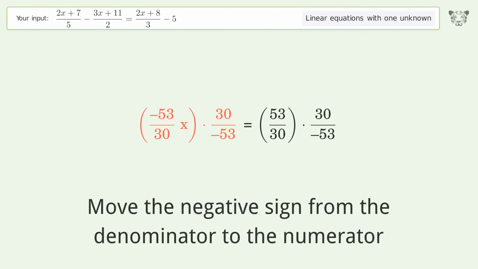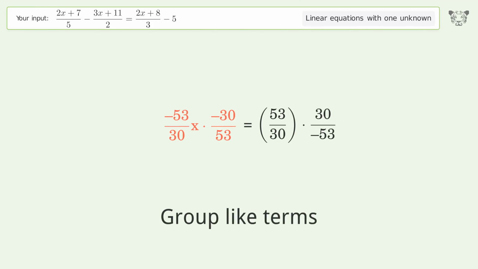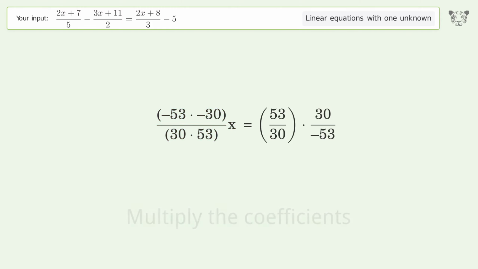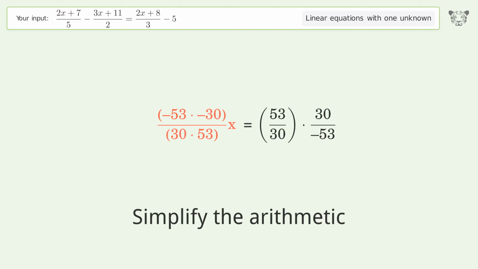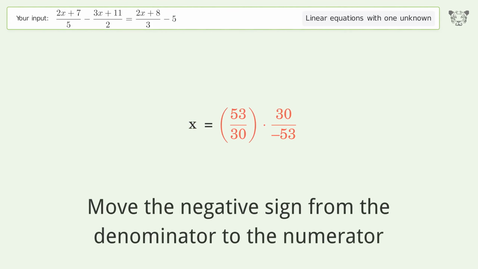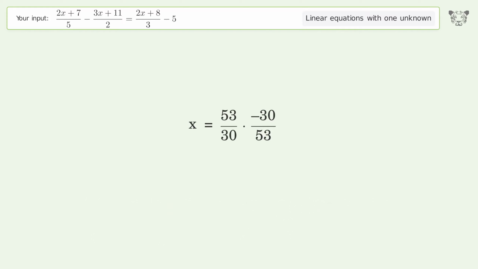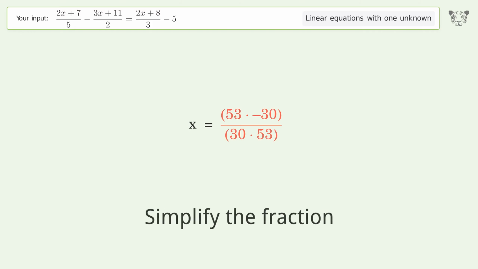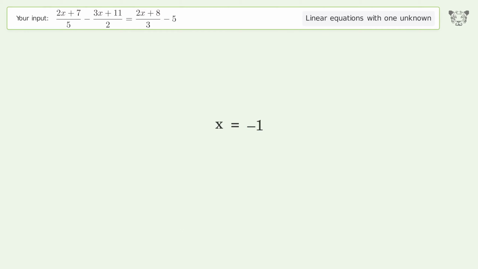Move the negative sign from the denominator to the numerator. Group like terms. Multiply the coefficients. Simplify the arithmetic. Move the negative sign from the denominator to the numerator. Multiply the fractions. Simplify the fraction. And so the final result is x equals -1.